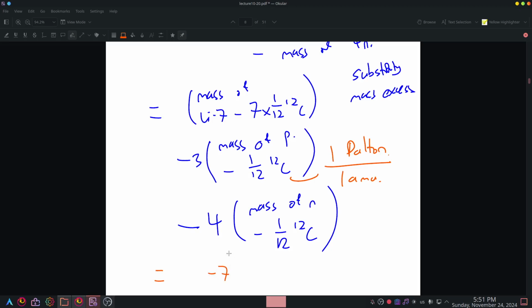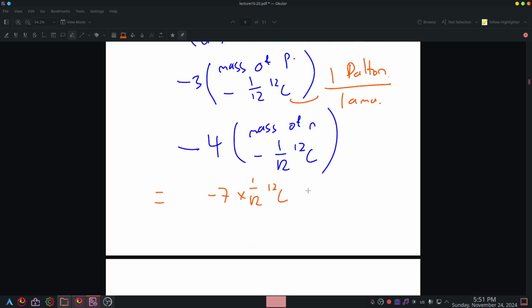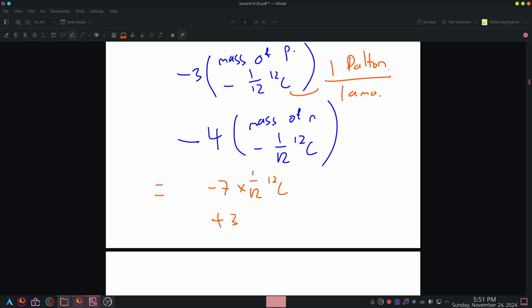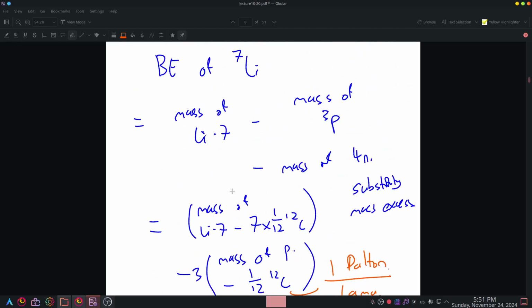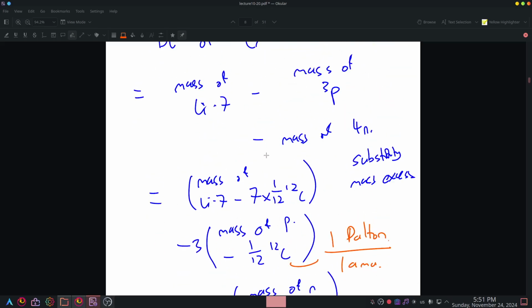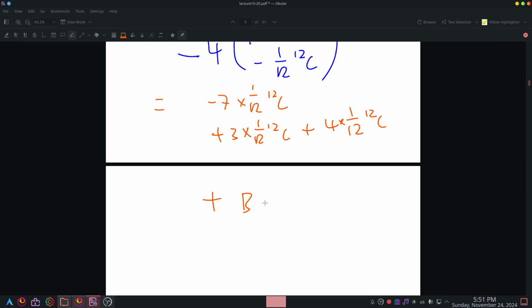So I'm going to have minus 7 times 1/12 carbon-12 mass. Minus times minus is a plus, so it's plus 3 times 1/12 the mass of carbon-12, plus 4, because there's a minus and minus sign, times 1/12 the mass of carbon-12. Okay, so all of these cancel out nicely. After everything cancels out, you will still have the binding energy there, plus the binding energy of Li7, lithium-7.